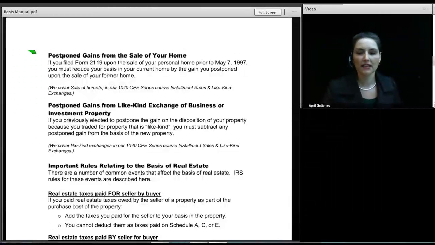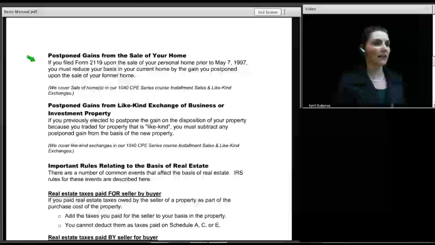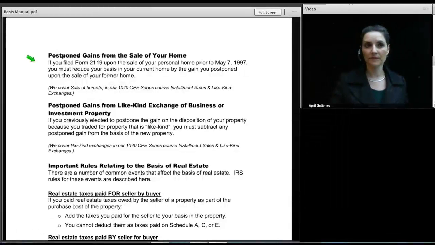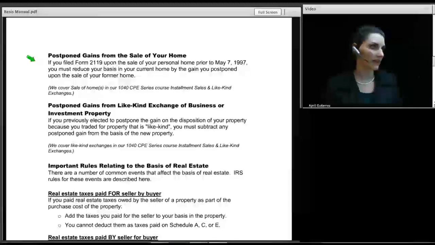Postpone gains from the sale of your home. How many of you can remember when we were doing that? Postponing gains on the sale of our homes. It's been a long enough time ago now. 1997 was the last year we had to worry about trying to postpone the gain on the sale of our home. But there was a point in time where if you bought your home and you lived in it and then it went up in value and then you sold it and you were selling it to buy another house, you could roll over the gain from the sale of the old house into the new house and not have to pay tax at the time of that sale.